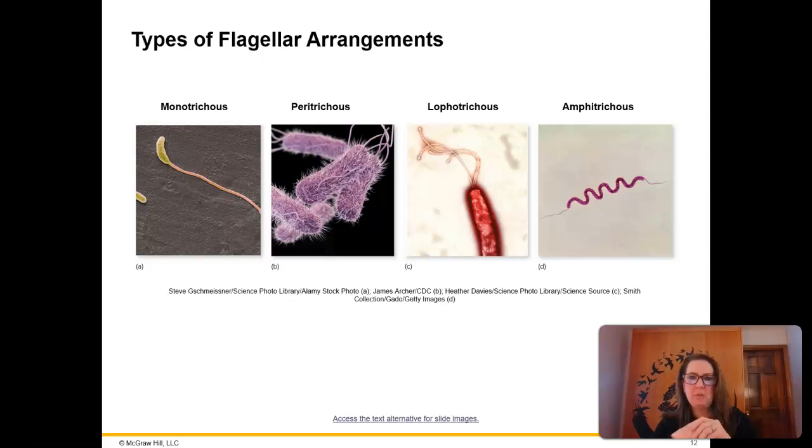Lophotrichous, essentially we have flagella on just one end or one pole, if you will. And then we have amphitrichous, so one on either end. And look at that. Isn't that a beautiful, beautiful spiral shaped cell?